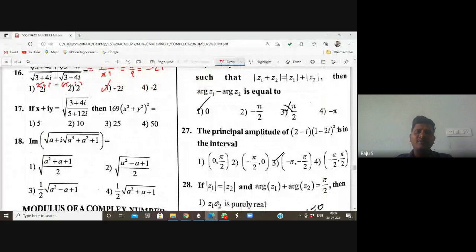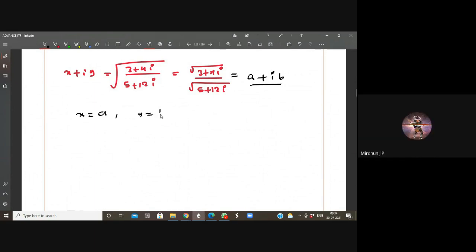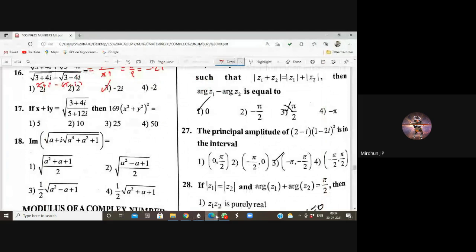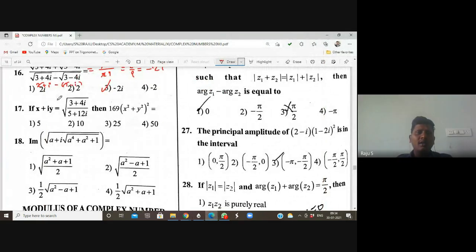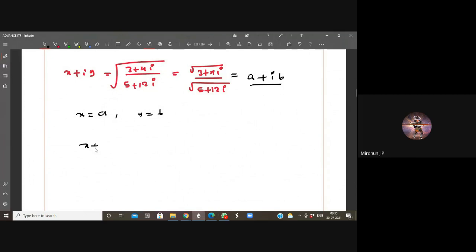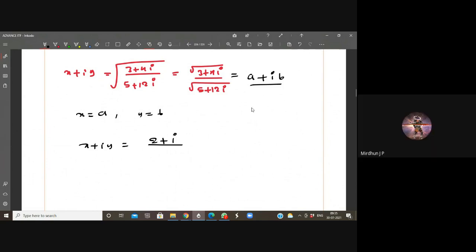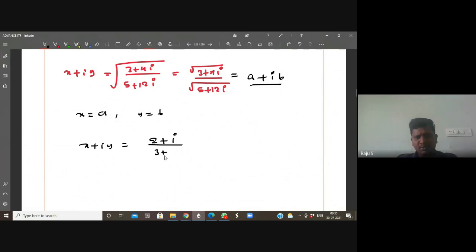After changing to standard form, a plus iota times b, comparing both sides, we will compare the real part and the imaginary part. We will get 2 plus iota by 3 plus 2 iota. Already see the advantage here: in the previous question we found this, 3 plus 4 iota is plus or minus 2 plus iota. 2 plus iota alone you can take. Then the denominator is 3 plus 2 iota.